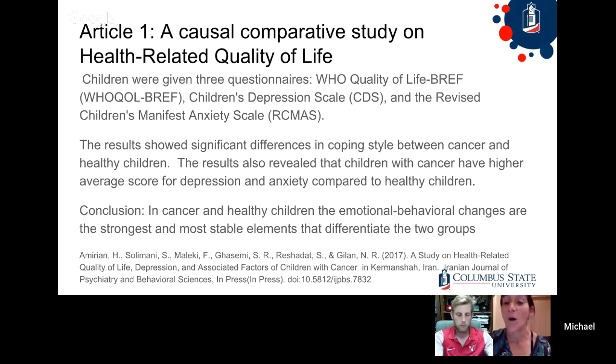It also showed that the quality of life for children with cancer is lower than that of children who do not have cancer. In conclusion, the researchers found that emotional behavioral changes are the strongest and most stable element that make a difference in cancer and healthy children. I will be followed by the next article.